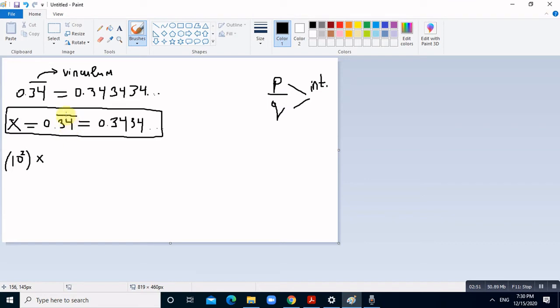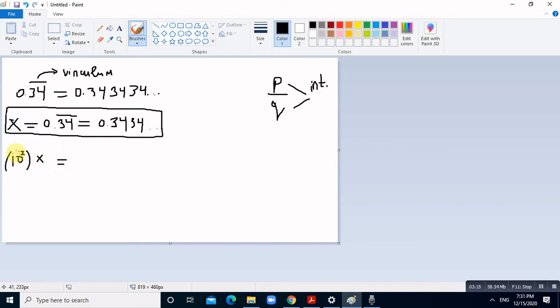If there was only one repeating number, I would have raised this 10 to the power of 1, which is just 10. If there were three repeating numbers in this decimal, I would have raised this to the power of 3. So that's how it works. So far I've multiplied x by 10 to the power of 2, which is 100.